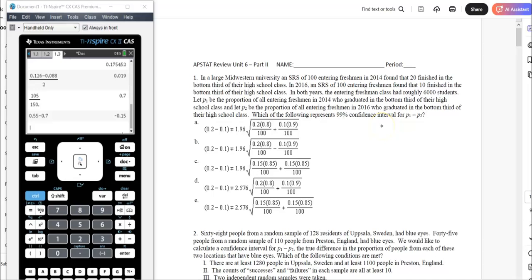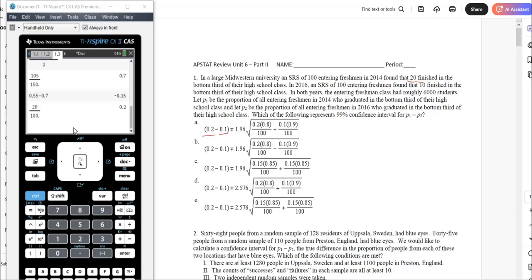So, 20 divided by 100, which is 0.2. That's where you get the 0.2 there, and minus the 0.1. I like to compare the different answers, so I can see all of them have 0.2 minus 0.1 for your difference in proportions, p hat 1 minus p hat 2.